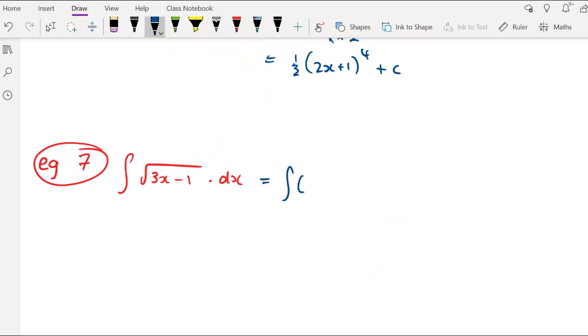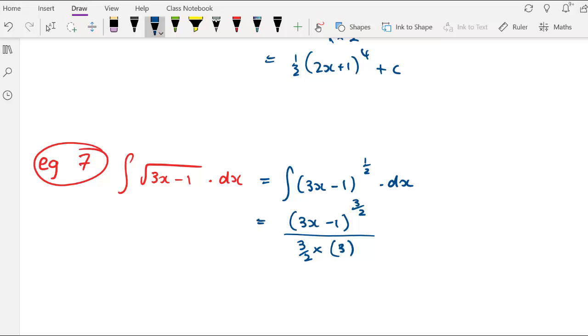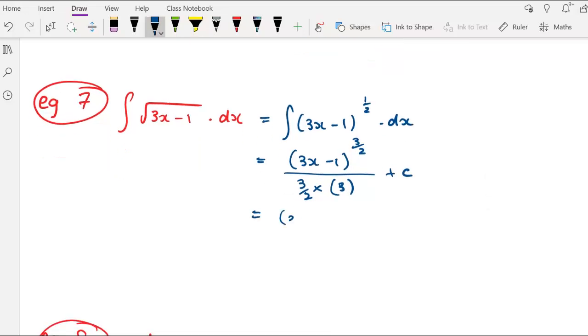Here we can treat this as (3x - 1) to the power of 1/2. And as soon as we do that, we can see it's the same approach. We add 1 to the power, we divide by the new power. So we've got (3x - 1) to the power of 3/2. We're dividing by 3/2, and we're multiplying by the derivative of this bracket. So that's the a component, so by 3 there, and don't forget the c. So now we've got (3x - 1) to the power of 3/2 over 9/2 plus c.